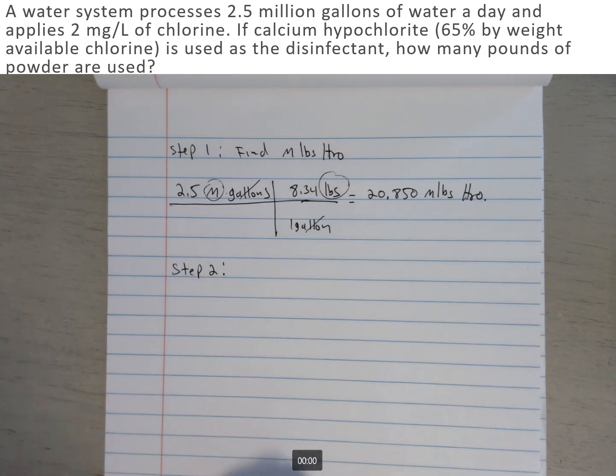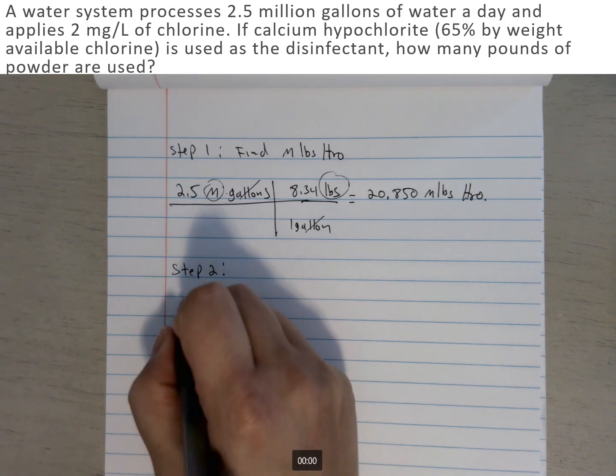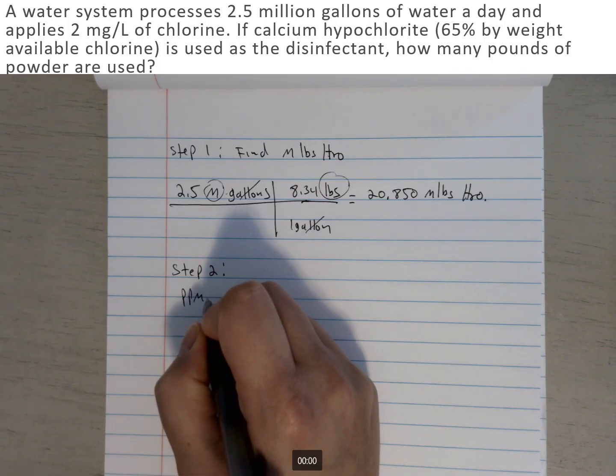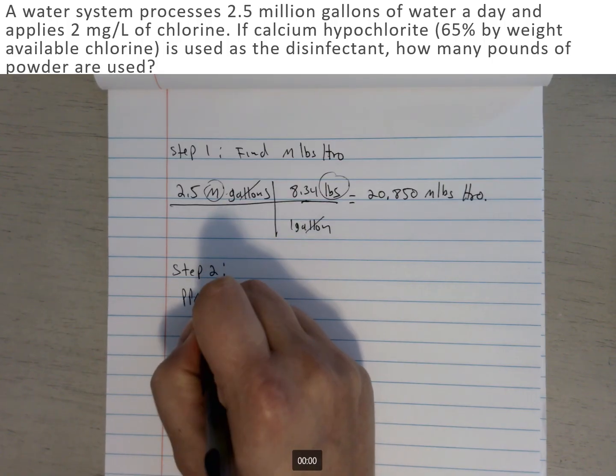Step number 2, it's asking us how many pounds of the powder do we need to achieve this dosage of 2 milligrams per liter. So the next step, we need to use the part per million equation to find our pounds of pure chlorine needed to achieve that dosage.